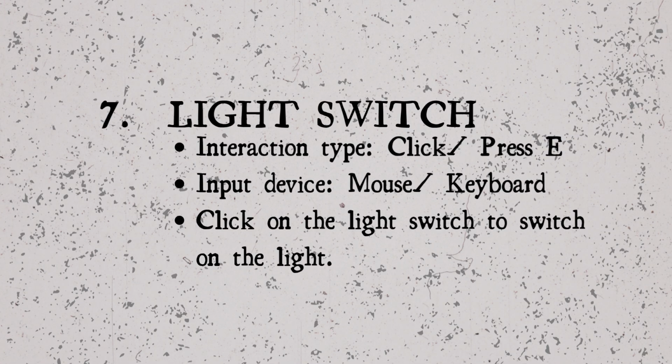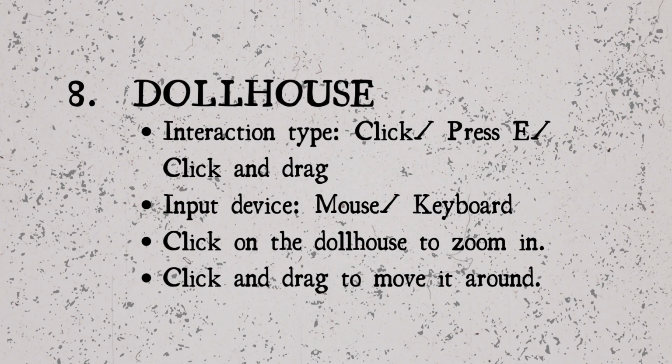Then we have the light switch in the player's bedroom. The light switch also you can click on to turn it on or off. Then we have a dollhouse, which is a big interaction. You can click on it or press E to zoom in to the dollhouse, and then you can click and drag it around to get a 3D view of the dollhouse.